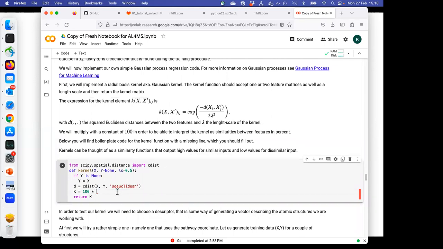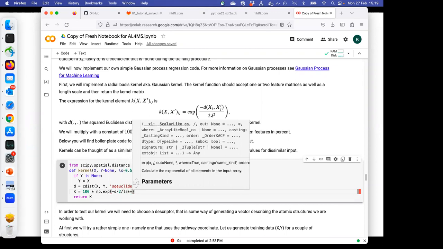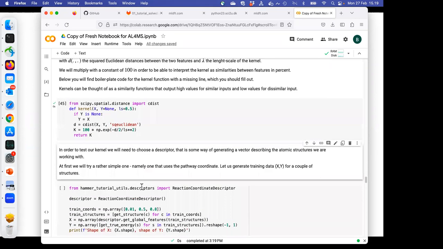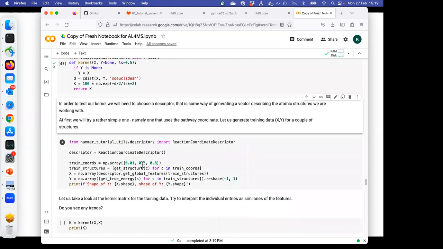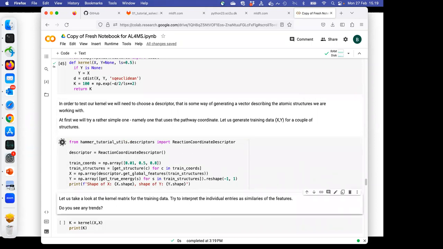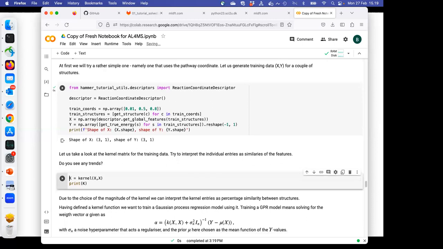I'm sorry about that. So we would say np.exp of minus d, which has been evaluated on the line before, divided by 2 ls squared. So if I do that, I should be able to now take the reaction coordinate descriptor, which is not the best one we know, but let's see what it says.